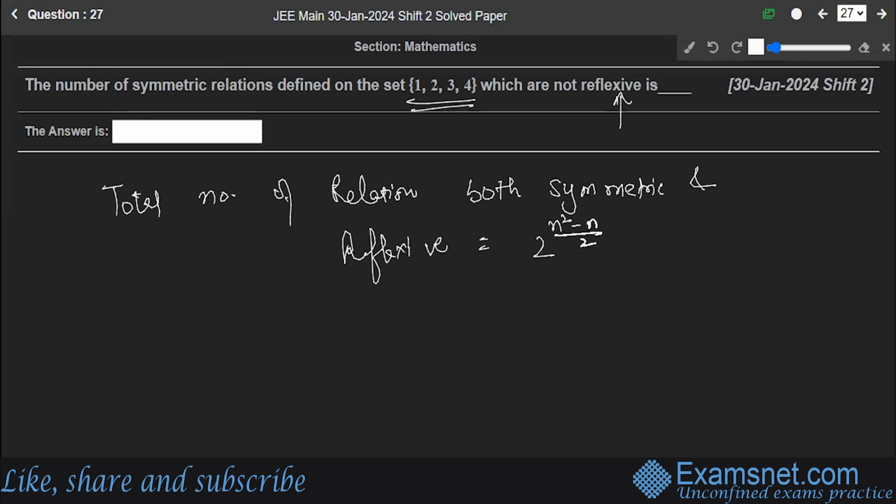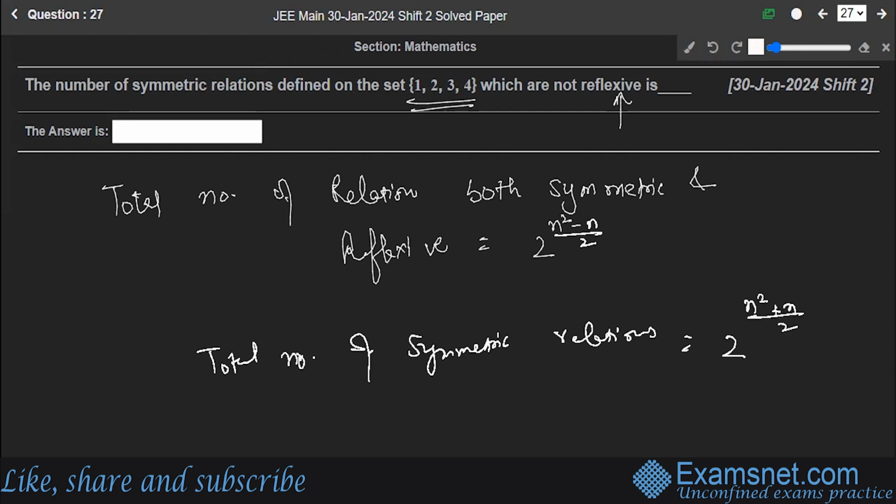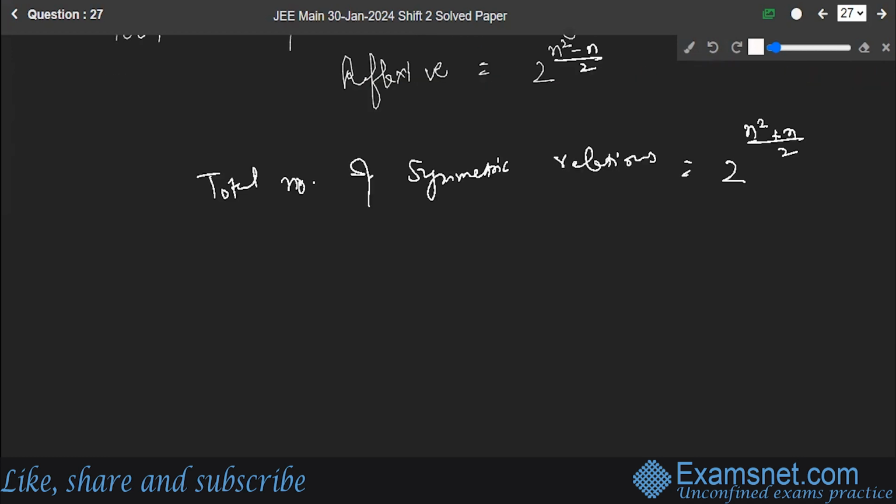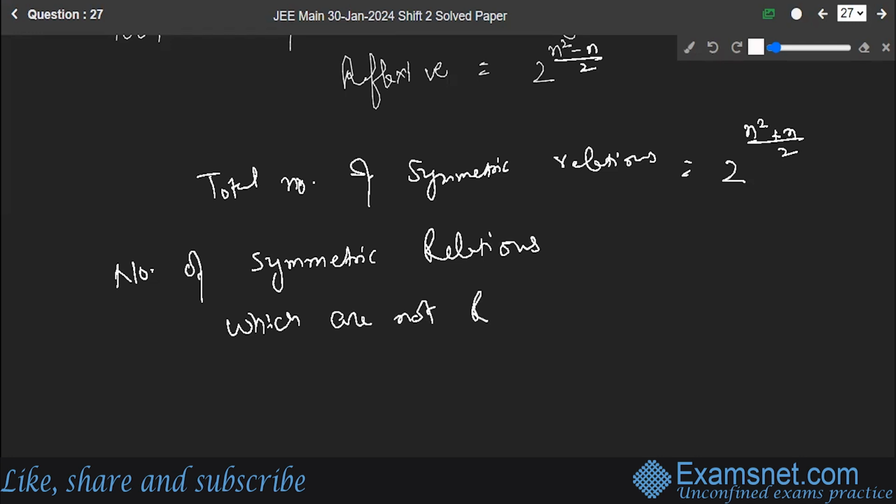Okay, so the total number of symmetric relations is 2 raised to power n squared plus n upon 2. Then the number of symmetric relations which are not reflexive will be given by 2 raised to power n into n plus 1 upon 2 minus 2 raised to power n into n minus 1 upon 2.